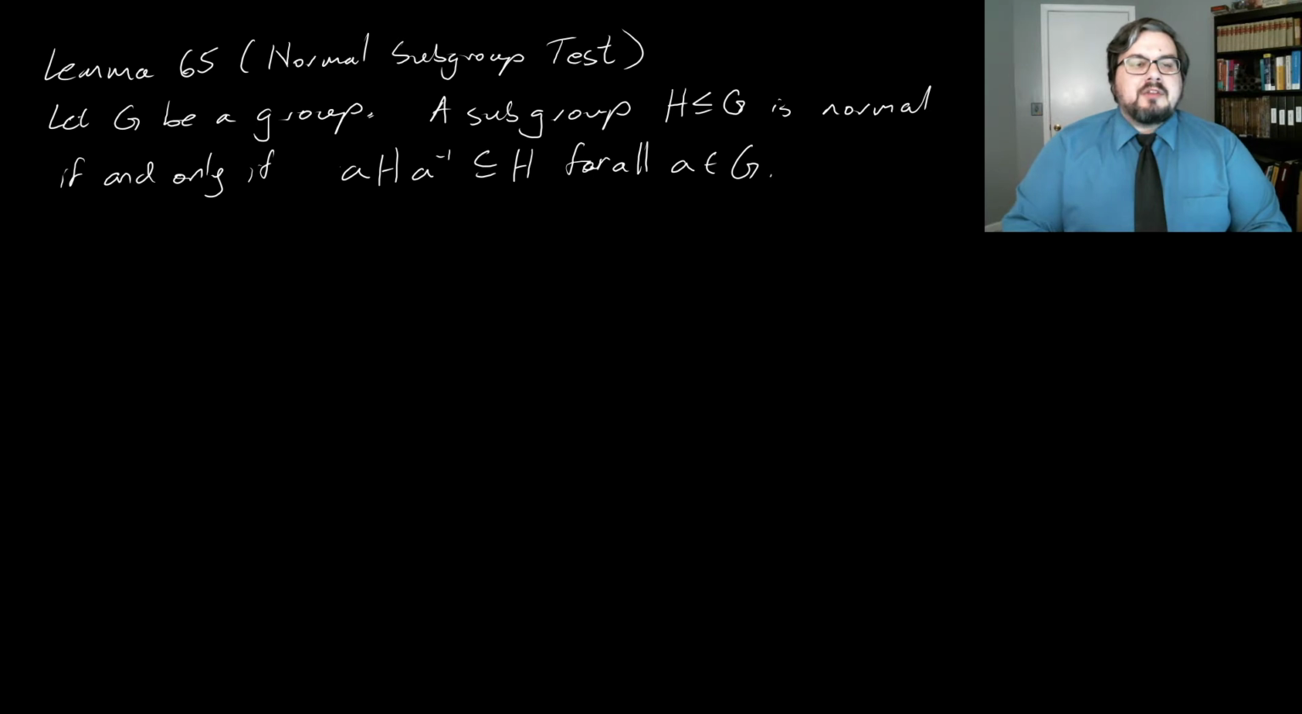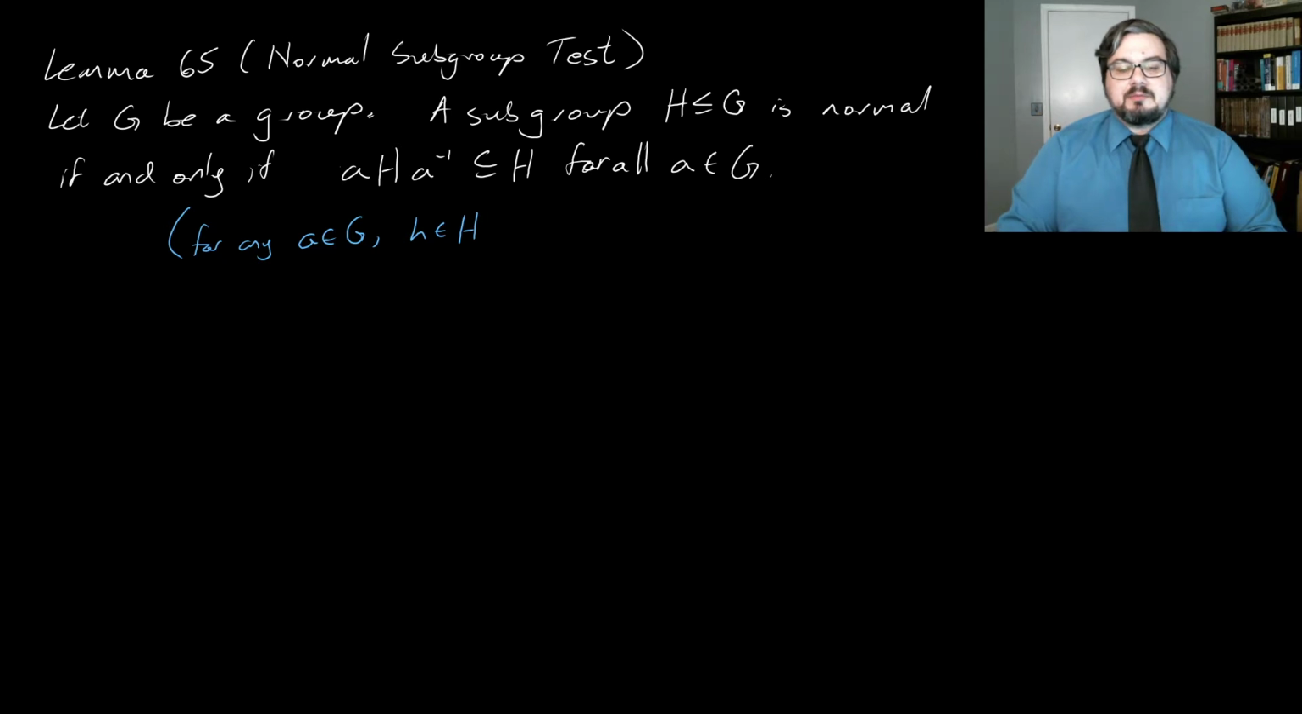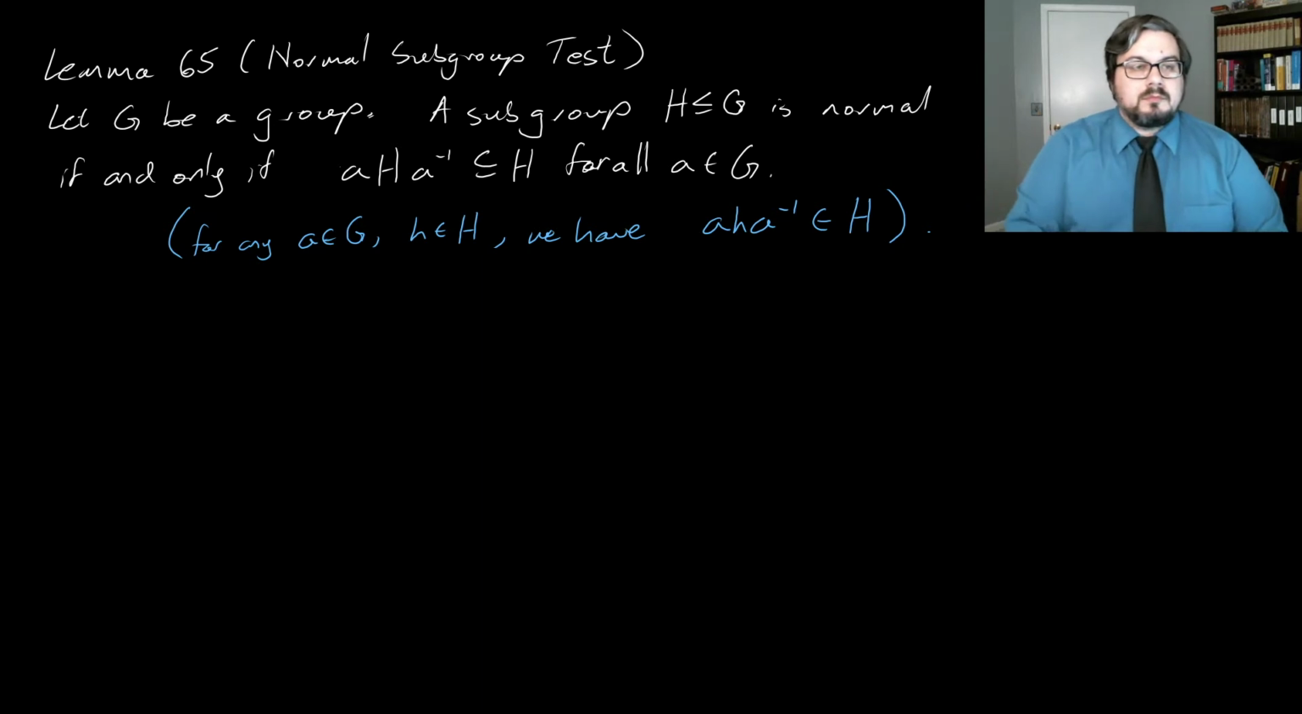Or another way of saying this, which is how we usually apply it, is that for any a in G and little h in subgroup H, we have that a h a⁻¹ belongs to big H. So, checking this condition is a lot more tractable than directly comparing the two cosets. It's not hard to see that the conditions are equivalent.